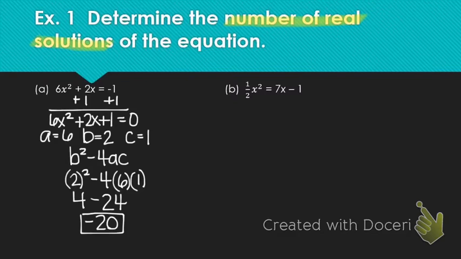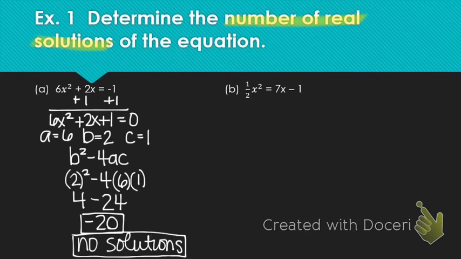Now, based on that value, what is the number of real solutions? 1. It's negative, so there are no solutions. And we're using the word solutions instead of x-intercepts because of the directions. The directions say find the number of real solutions. So there are no solutions for this first one. This graph would not touch the x-axis at all.